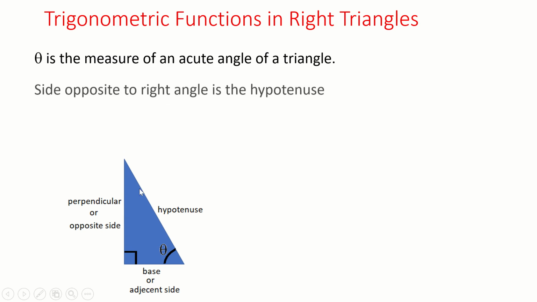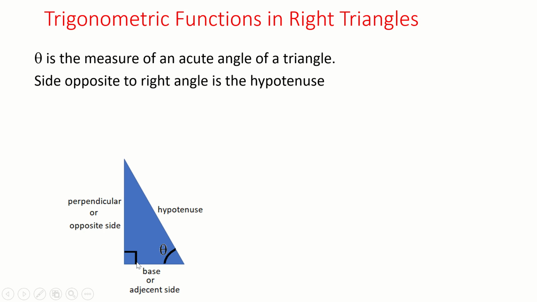Now, what is the second thing? We have a right triangle, so we have an angle which is 90 degrees. The side opposite to the right angle is the hypotenuse.